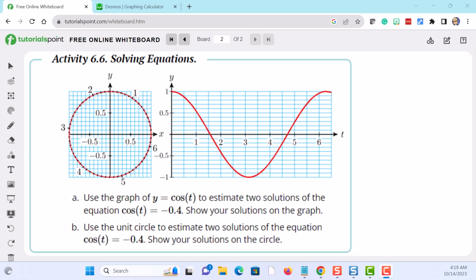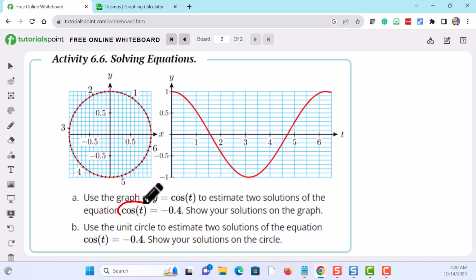In this video, we're going to look at how to solve equations using different methods. In part A, it says to use the graph of y equals cosine of t to estimate two solutions of the equation cosine of t is equal to negative 0.4. Show your solutions on the graph.